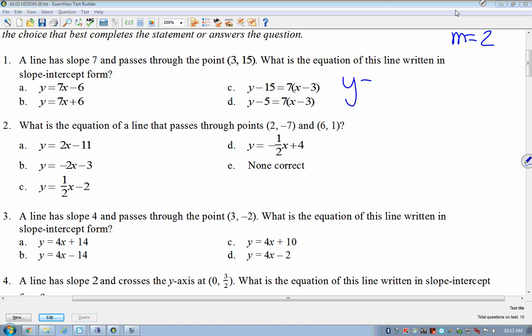Y minus y1, so y minus what? Y minus negative 7, okay, that's fine, equals 2 times, okay, good, x minus 2, right? Okay, and the important thing to keep in mind here is that he used the x and y from the same set. Okay, he didn't pick negative 7 from 1 and pick 6 as the x, right? Okay, so keep going here.